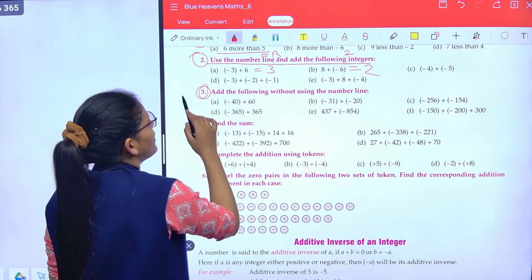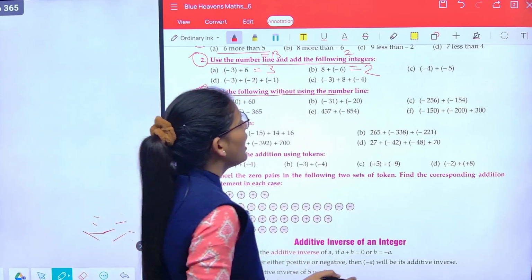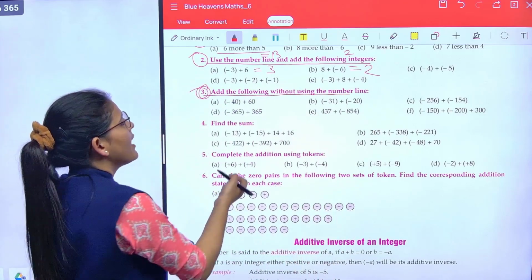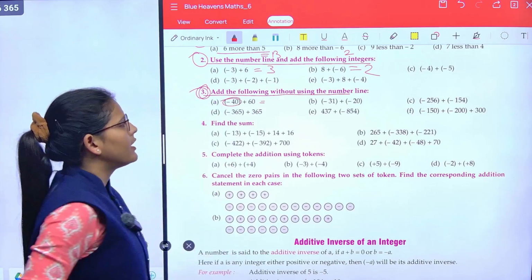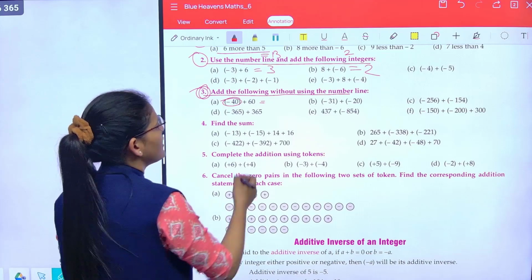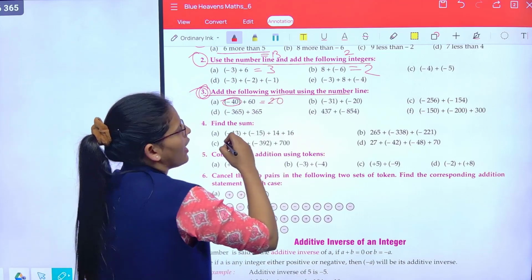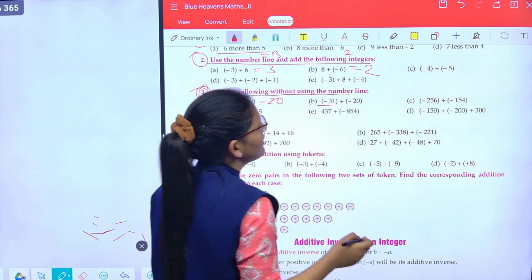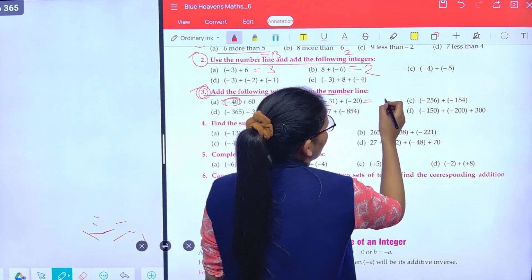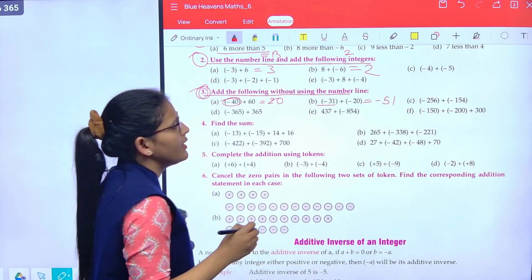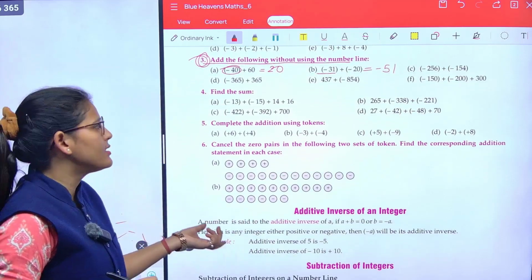Now question number 3, add the following without using the number line. Class, we have to add without using the number line. Class, it is plus 40 minus 40 plus 60, class, it is 20. Now minus 31 plus minus 20 plus minus 51. Understand? Now the rest of the parts do yourself.